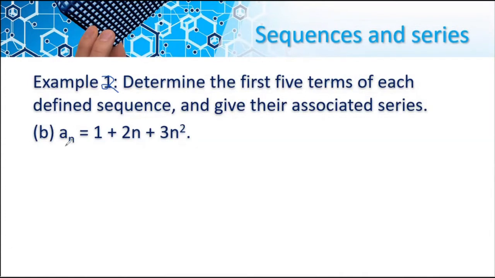Letter B. So a sub n is equals to 1 plus 2n plus 3n squared. Okay, first 5 terms.